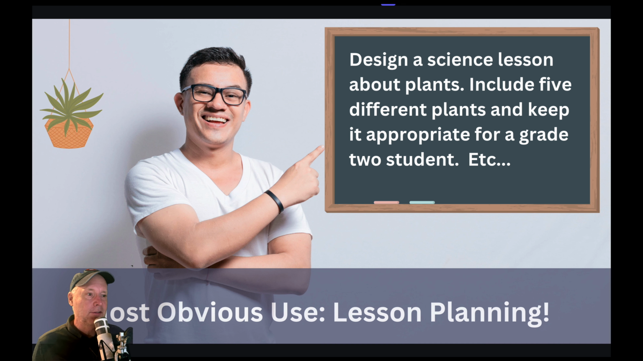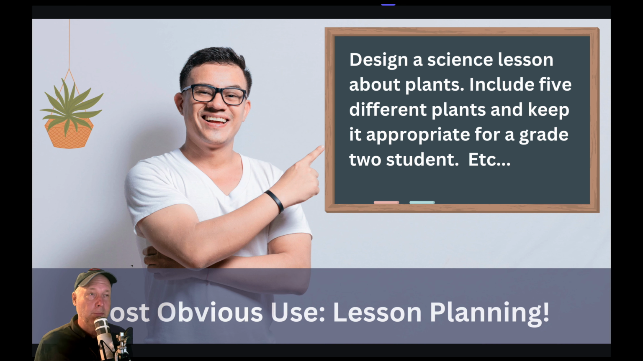Now, the most obvious thing is lesson planning, right? Let's say, design a science lesson about plants, include 5 different plants, and keep it appropriate for a grade 2 student, or whatever you want. You could be a PE teacher and you've talked to the 3rd grade teacher and they are studying a specific book, and you want to come up with games that are similar to what that story is about. AI can help you with that. It just goes on and on and on for games and ideas and lesson planning. So something to really think about.